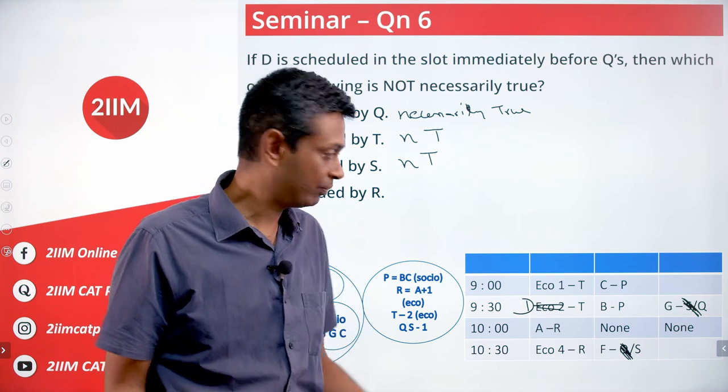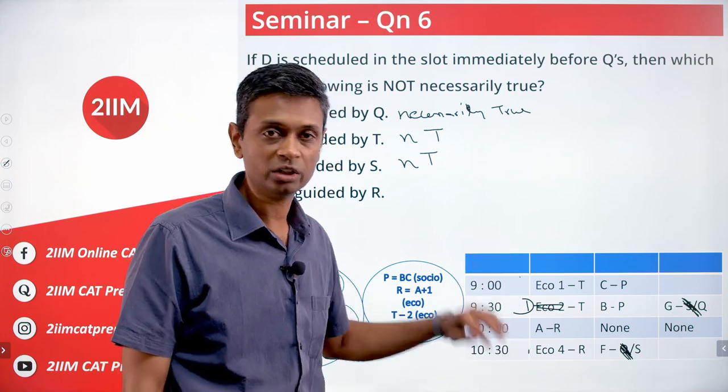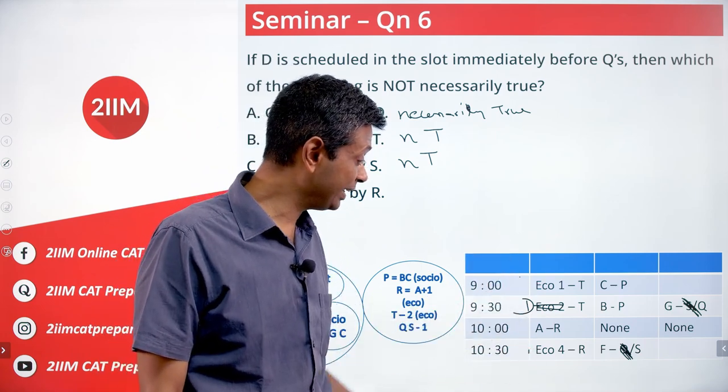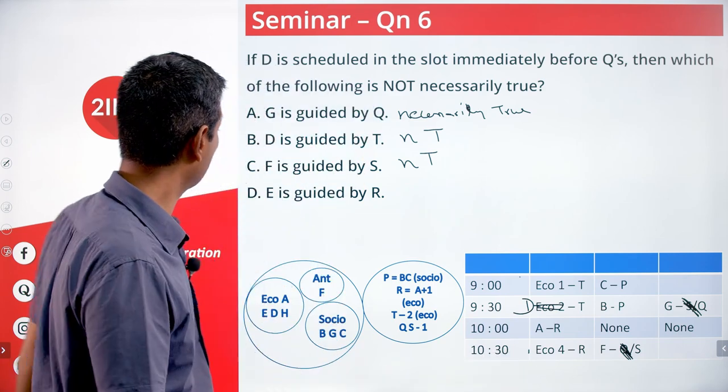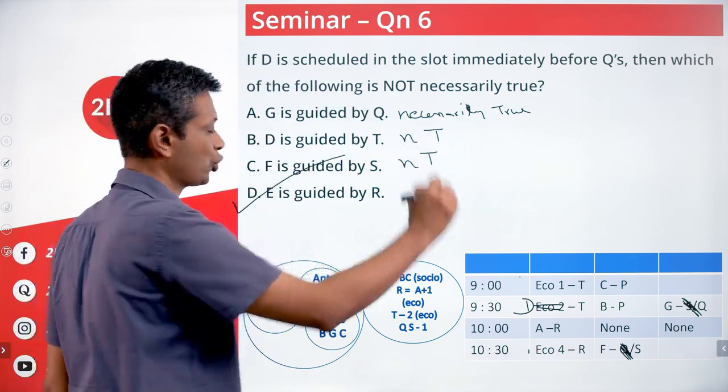E and H are remaining. Could be E here, H here, or the other way around. So E could be guided by T and H could be guided by R. E guided by R, not necessarily true. That's the choice you're looking for.